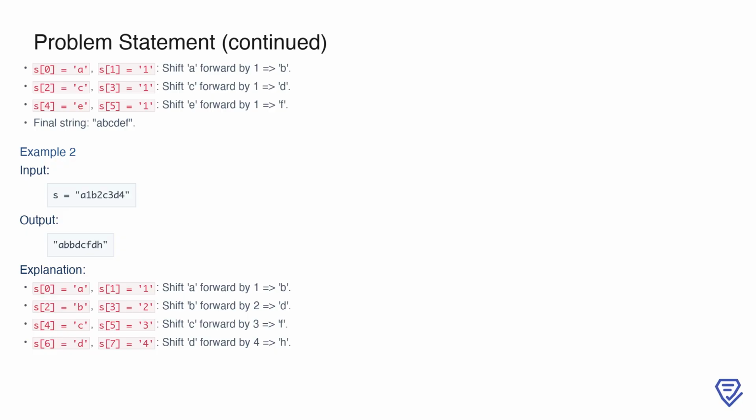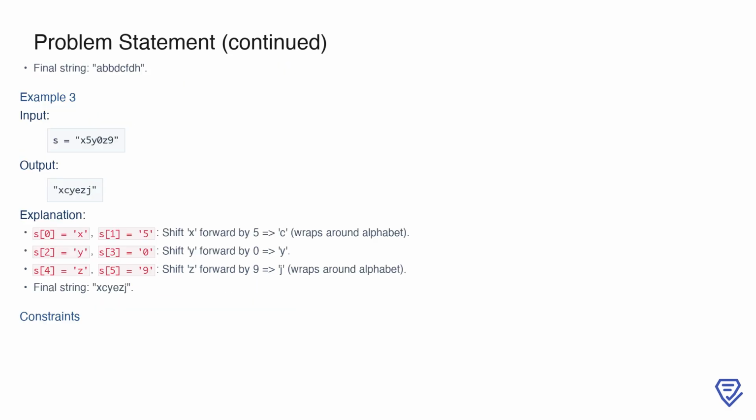Now, let's look at another example. Take the string s equals a1b2c3d4. At index 0, the letter a is shifted forward by 1, resulting in b. At index 2, the letter b is shifted forward by 2 to give d. At index 4, the letter c is shifted forward by 3, resulting in f. Finally, at index 6, the letter d is shifted forward by 4 to produce h. Putting it all together, the final string becomes bdfh. This demonstrates how digits in the string dictate the transformation of their preceding letters.